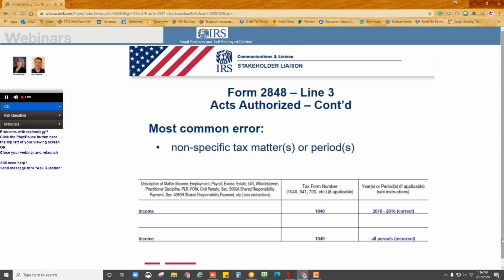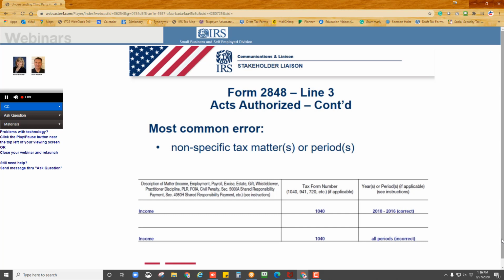The next item, listing tax periods that would be available. So first, you may list the current tax year on a power of attorney. And you could list up to 3 future years. And of course, you could list any tax years or periods that have already ended as of the date that you signed the power of attorney. The issue we commonly see is with future periods.